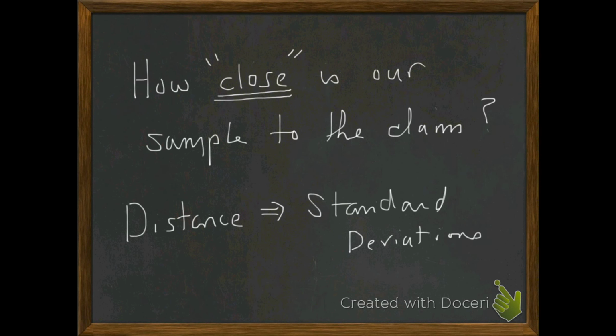And once we got into big boy, big girl statistics, in other words, once we got into the central limit theorem, we saw that we changed standard deviations to standard errors. And it turns out that's exactly the way we're going to determine how close our sample is to the claim, which ultimately leads to our decision.